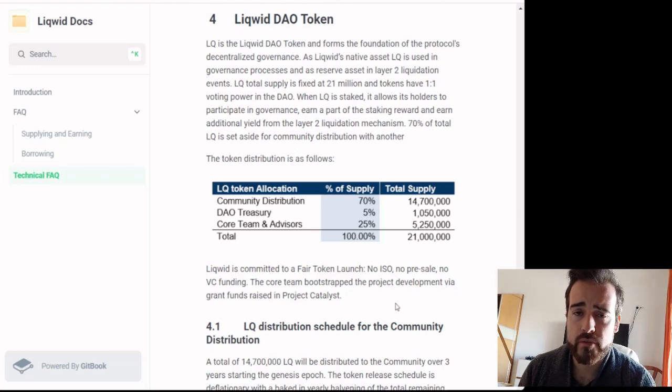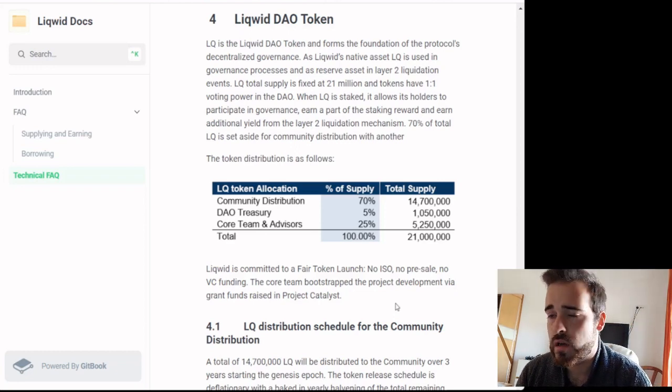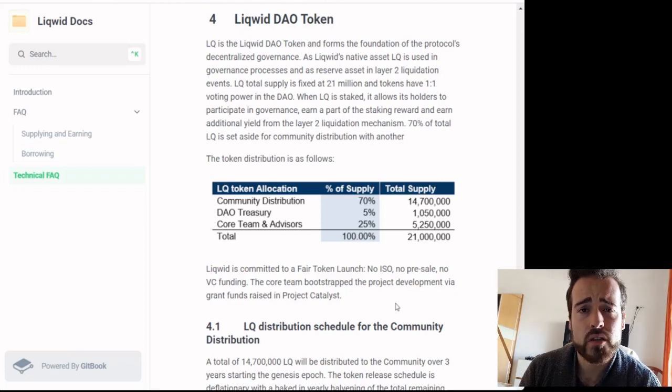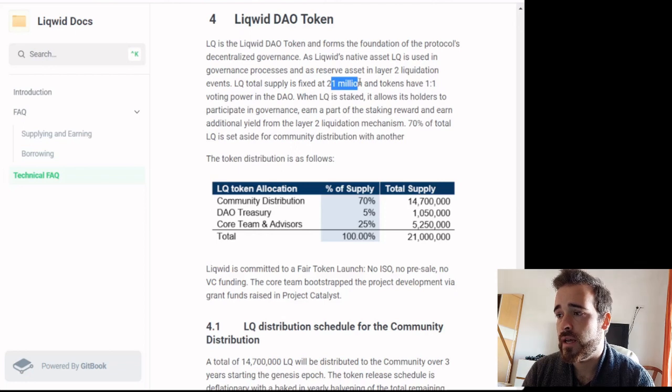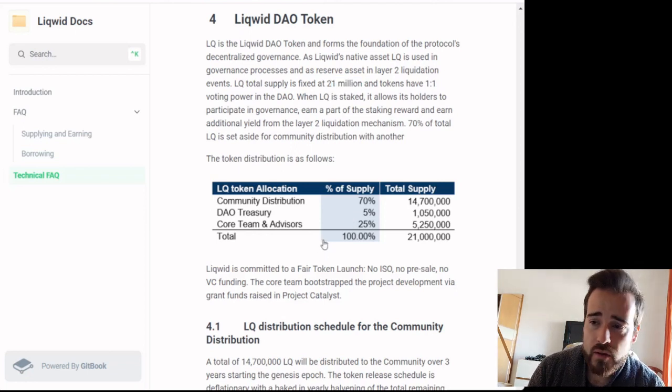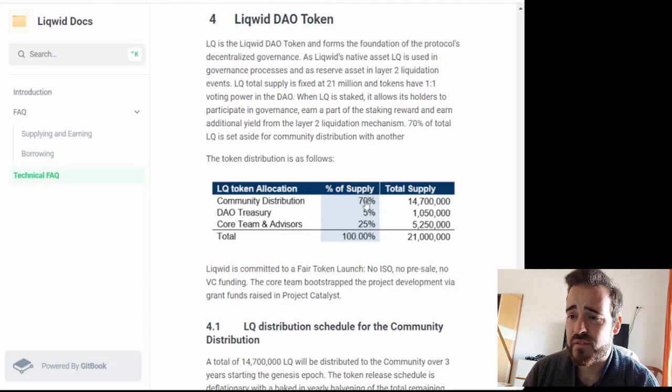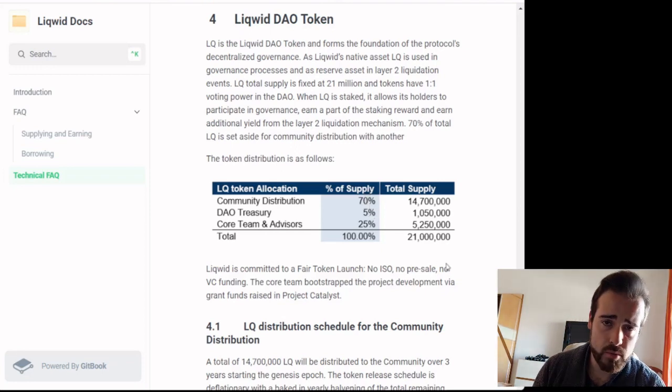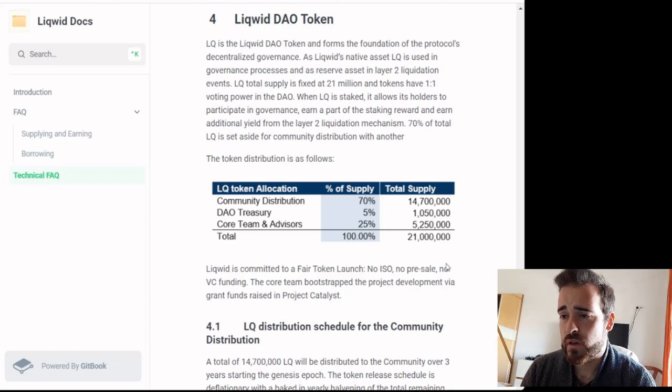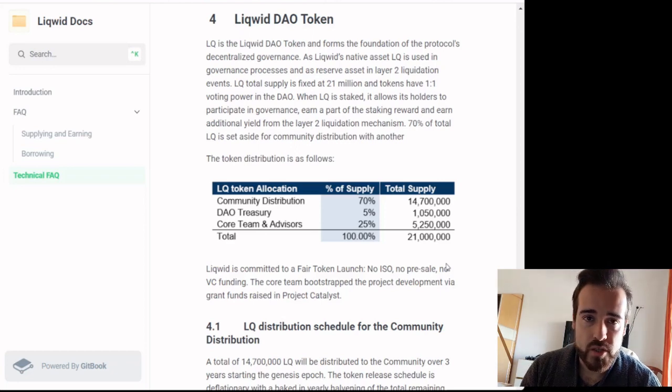Another significant demand driver is actually staking those LQ tokens, because as you've seen before, you get rewards from the fees of the protocol, but you also get the staking rewards of the assets that are locked in the protocol, and that comes up to an interesting yield that people need to consider. Okay, in terms of the LQ token, as you can see here, the total supply is fixed at 21 million, with 5% going to the DAO treasury, 25% to core team and advisors, and 70% to be distributed to the community with several different initiatives. We'll dive deeper into that later on.